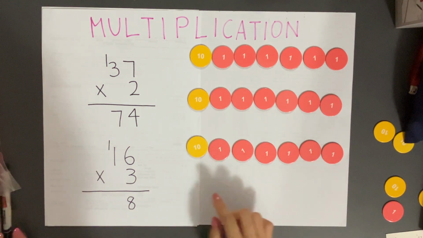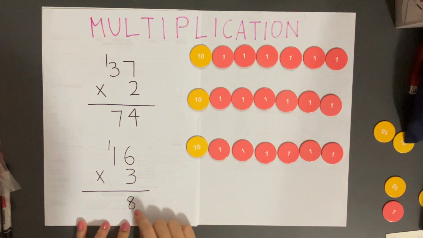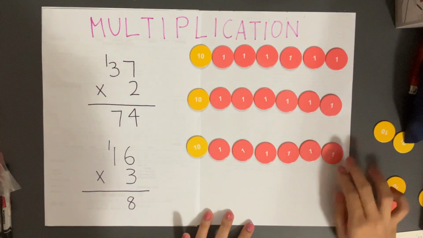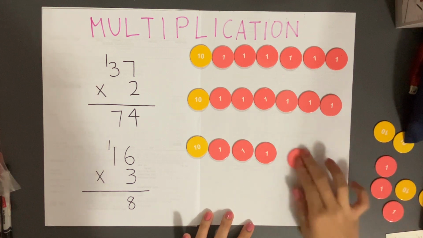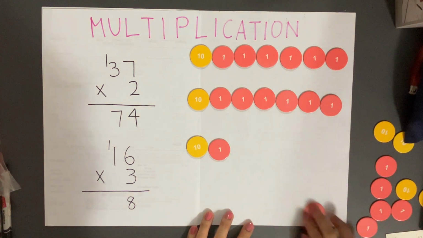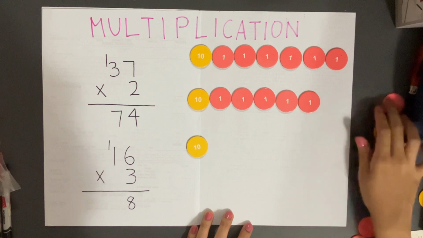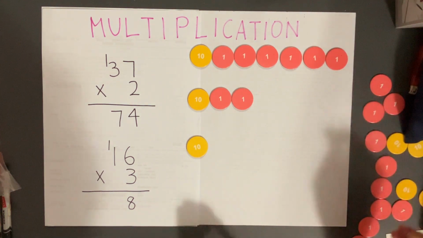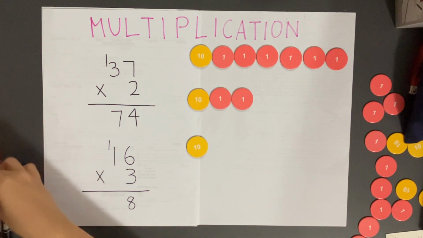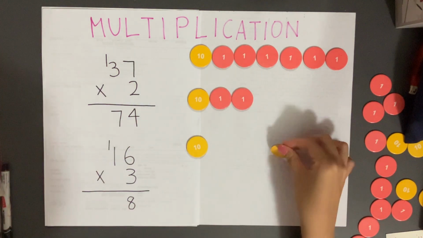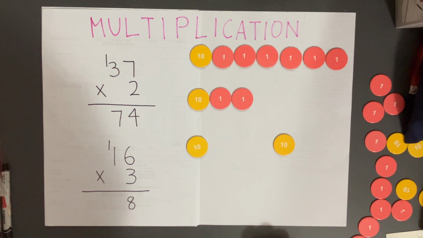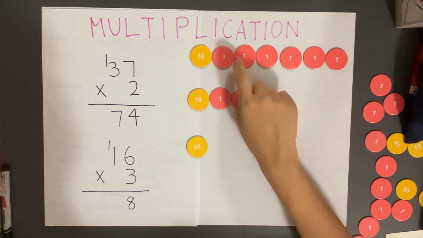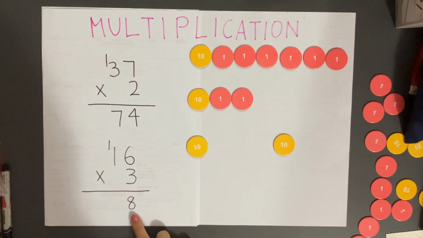Now I want to rename it such that I have 8 ones and 1 ten, which means I need to take away 10 ones. So let me start to take away 1, 2, 3, 4, 5, 6, 7, 8, 9, 10. So I've taken away 10 ones. I need to exchange it for another 10. So if you check, I should have 8 ones left. 1, 2, 3, 4, 5, 6, 7, 8. And that is how I have 8 ones here.